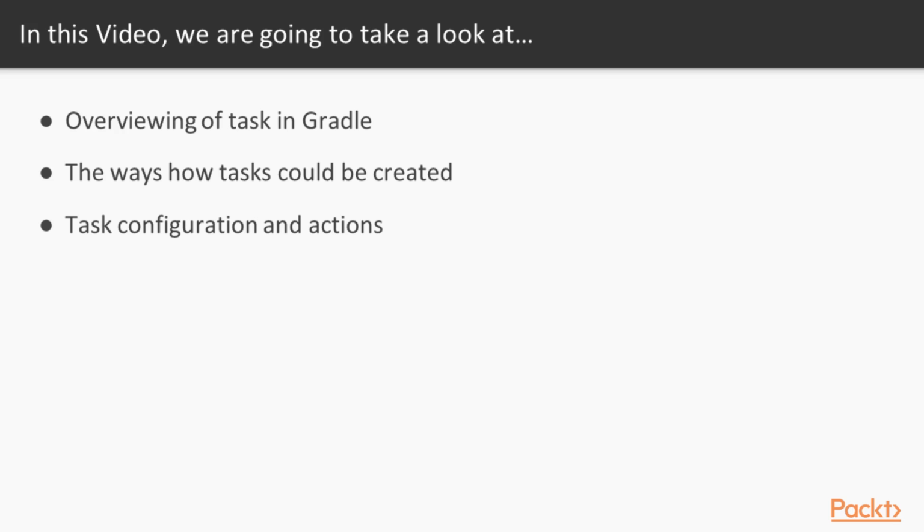Every Gradle build is made up of one or more projects. Each project is made up of one or more tasks. A task represents some atomic piece of work which a build performs. This might be compiling some classes, creating a jar file, or generating a Javadoc.